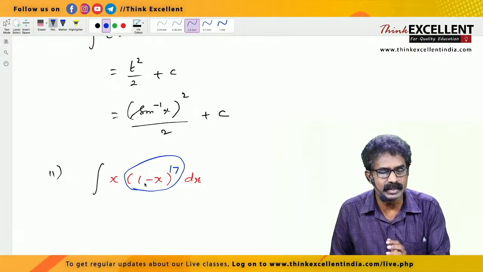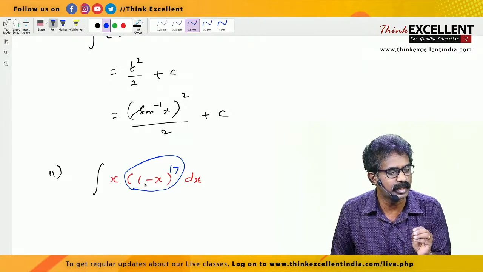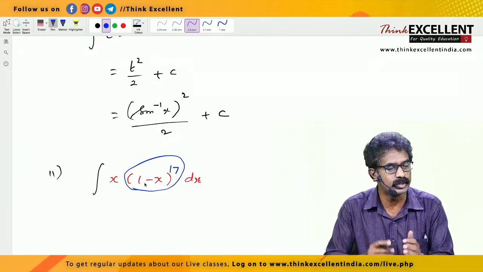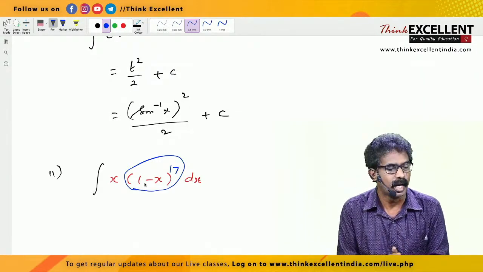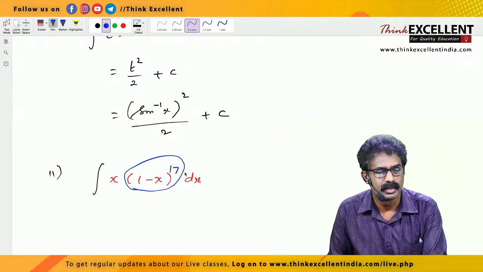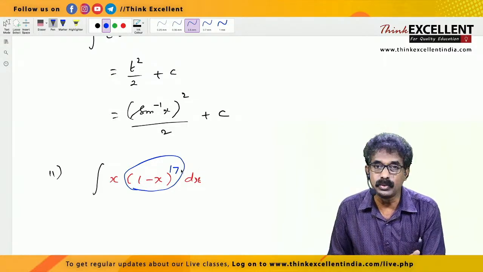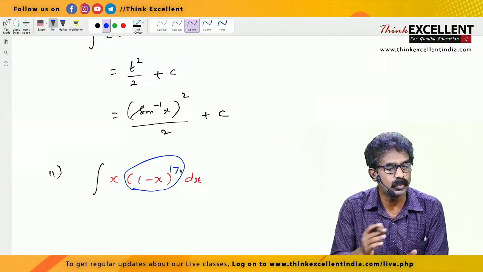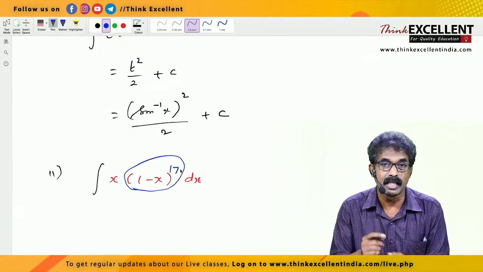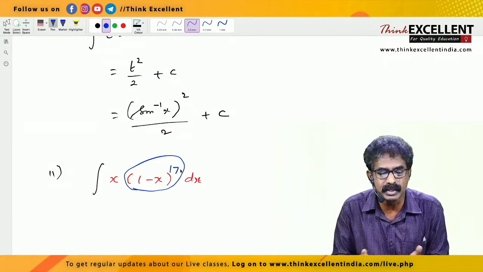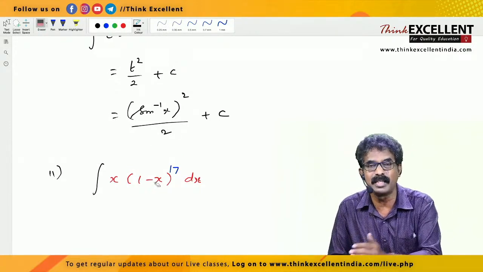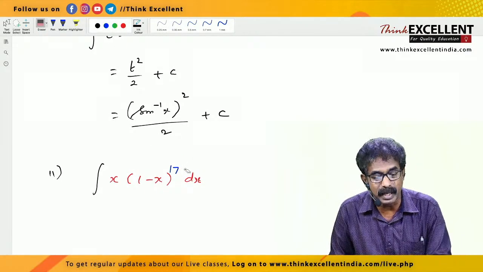If the power is 17, just put in the chat box how many terms you will get. 1 minus x raised to 17. The power is 17. So if you expand it, how many terms will come? If the power is 2, a plus b the whole square, a square plus 2ab plus b square, there are 3 terms. A plus b the whole cube has 4 terms. If the power is 17, 18 terms will be there. Writing 18 terms and multiplying is very, very difficult.